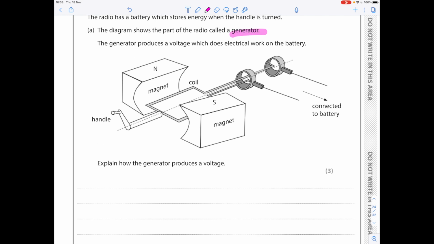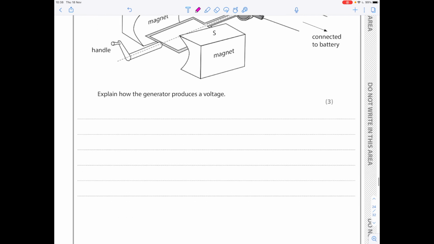So remember, it's all to do with field lines being cut. So turning the handle makes the coil within the magnets rotate, and that coil cuts through the magnetic field lines of the permanent magnet. Really worth learning this answer off by heart.